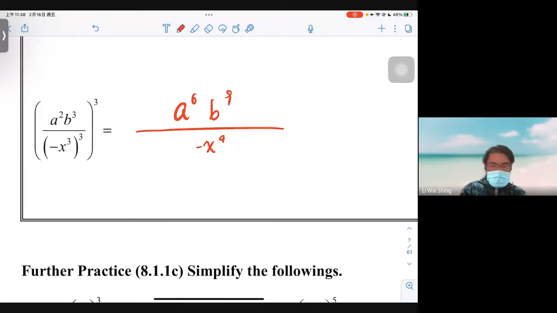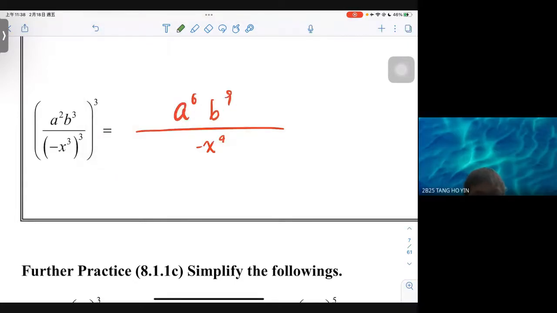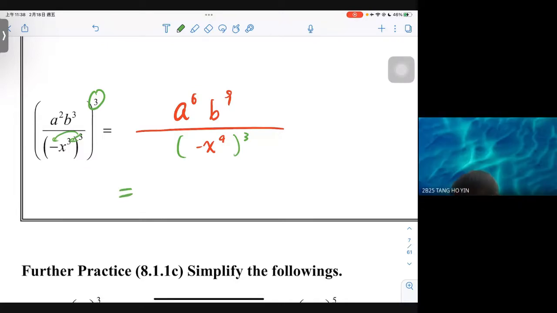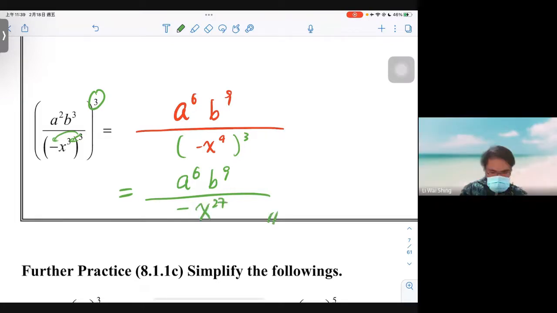Okay. So, not yet. To bracket to the power of 3. Oh yes, the outside bracket. So you split the inside first. So a to the power of 6 b to the power of 9 over negative x to the power of 27. Very good. Thank you so much.